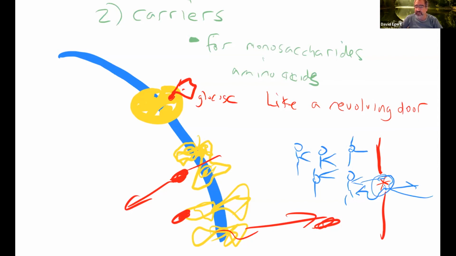There's only a maximum amount of people that you can move in or out of this room, because the revolving door has a limited capacity of people that can fit in at any moment and rotate around and end up on the other side. So when you have carriers, because they act more like a revolving door, you end up getting a limit to how fast things can go across. So this is going to be important.